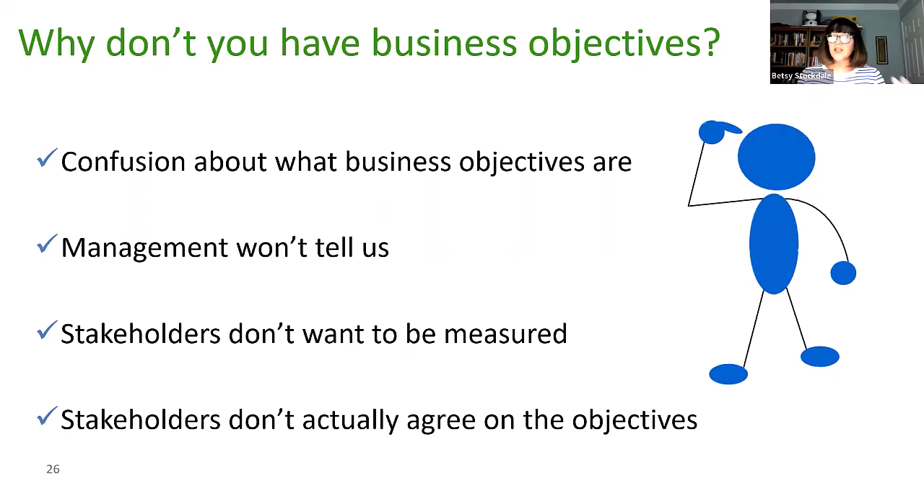And sometimes stakeholders don't actually agree on the objectives. I actually experienced this last year when I was working on a project. I had two executives, a CIO and a COO. And we were working on this massive organizational change for their whole company. It was a cross-functional team. And what I found was that the CIO was saying one thing from an objectives perspective, but the COO was saying something else, and they didn't agree.